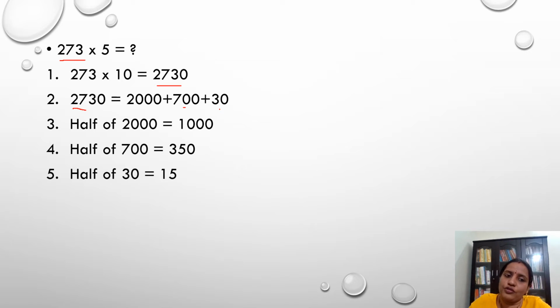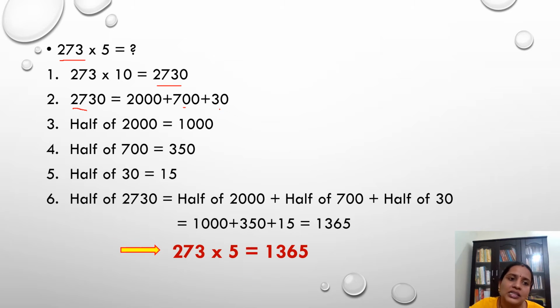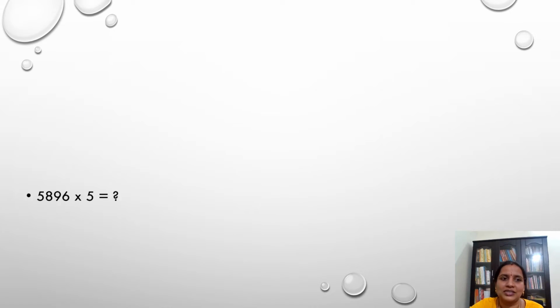Next, I need the half of 2730. For that, I'm going to add the half of the expanded digits. So half of 2730 is equal to half of 2000 plus half of 700 plus half of 30, which is equal to 1000 plus 350 plus 15, which is equal to 1365. So 273 into 5 is equal to 1365. Okay.